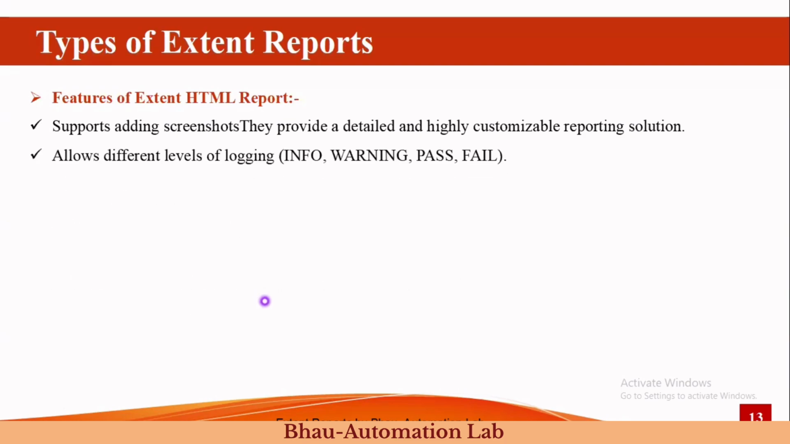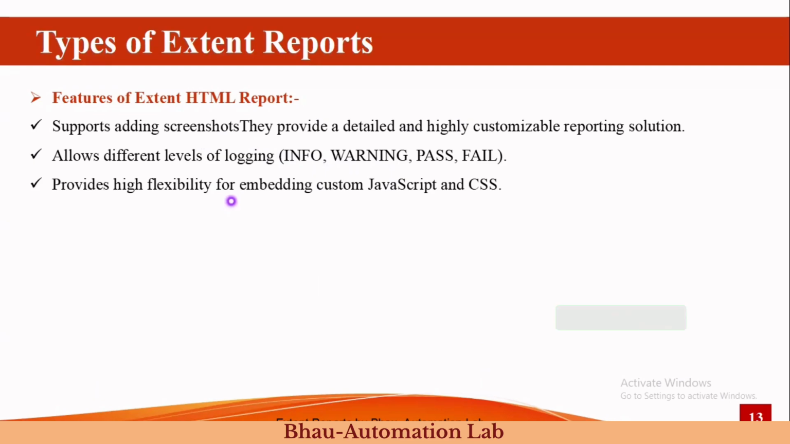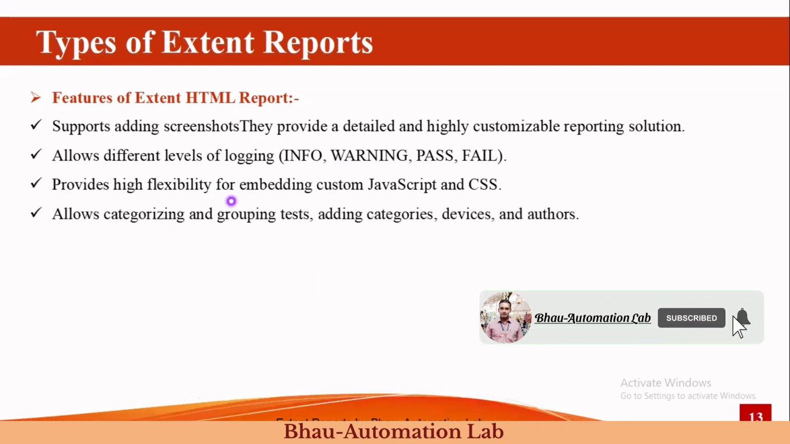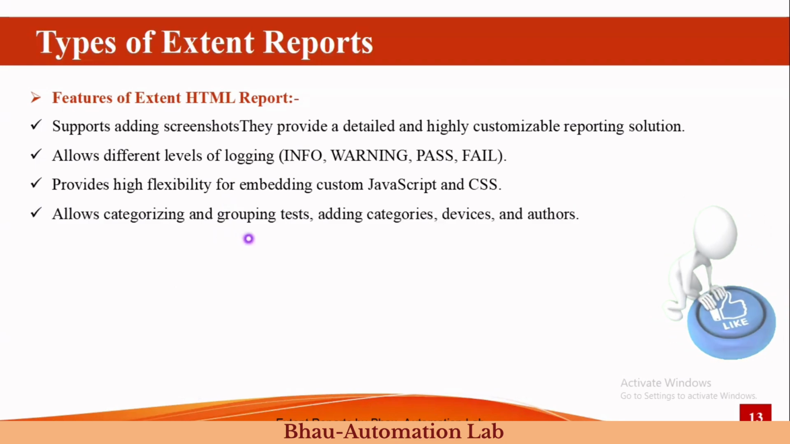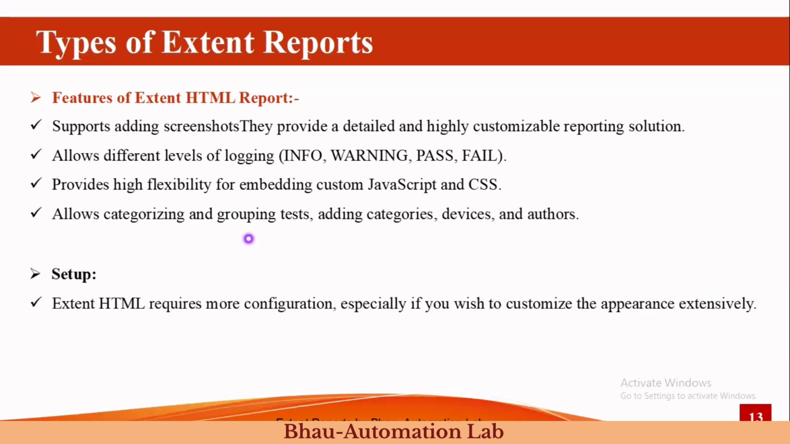The HTML report allows different levels of logging: info, warning, pass, fail. It provides high flexibility, including embedding custom JavaScript and CSS, which we have already seen in previous sessions. It allows categorization and grouping of test cases, adding categories, devices, and authors. We have seen how to add these logs and how to customize your nodes and everything in previous sessions, guys. You can watch that session as well, where we explained the Extent HTML report. The setup of Extent reports requires more configuration, specifically if you wish to customize the application's extensions. So here, as we see, it allows categories and grouping of test cases, and adding the device name and authors.